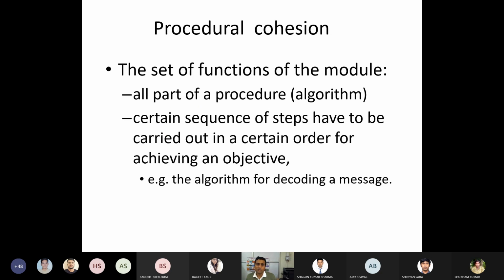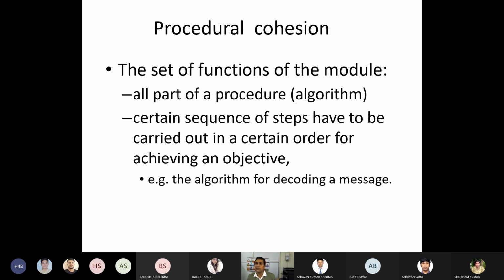Now there is procedural cohesion, as I said. The set of functions of the module are all parts of procedures, or certain sequences of steps that have to be carried out in a certain order to achieve an objective. So as part of procedural cohesion, there are a certain number of functions in a module, and these functions will be executed one after the other.